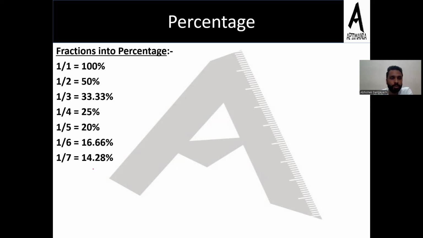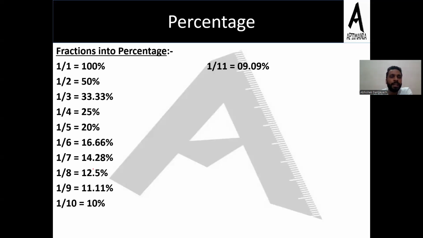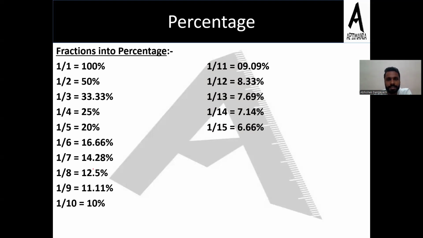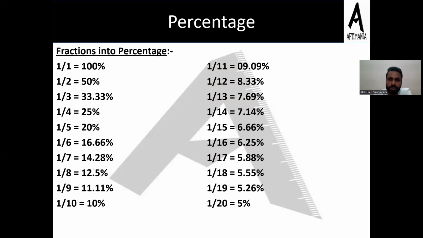1 by 7, 14.28. 1 by 8, 12.50. 1 by 9, 11.11. 1 by 10, 10%. 1 by 11, 09.09. 1 by 12, 8.33. 1 by 13, 7.69. 1 by 14, 7.14%. 1 by 15, 6.66%. 1 by 16, 6.25%. 1 by 17, 5.88%. 1 by 18, 5.55%, 1 by 19, 5.26%, and 1 by 20, it's 5%.